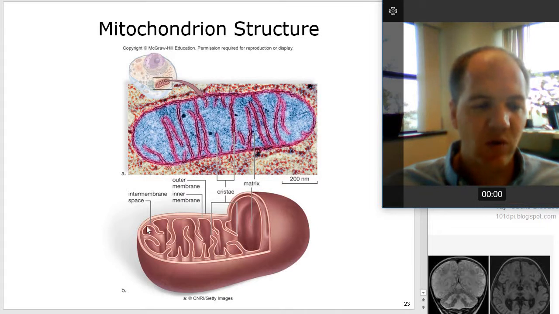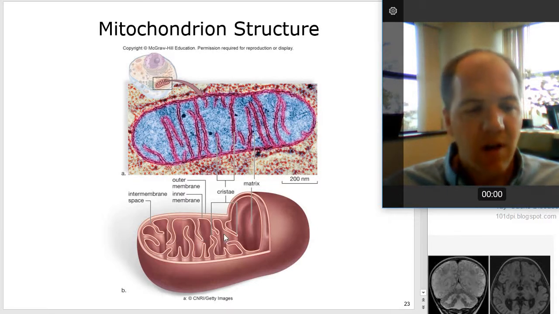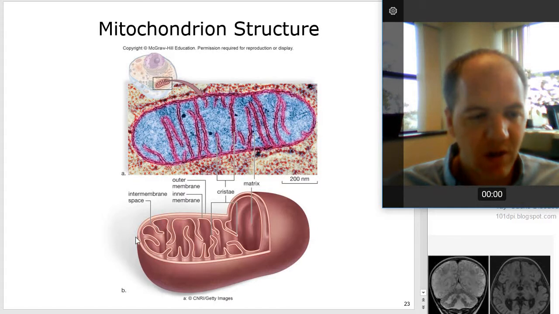And then there's all this folding inside called the cristae, and this helps to increase the surface area of the mitochondria, because this is where the energy is being produced. So the more area that you have to produce energy, the more energy you can produce, and so that's why you see that folding here in the mitochondria.